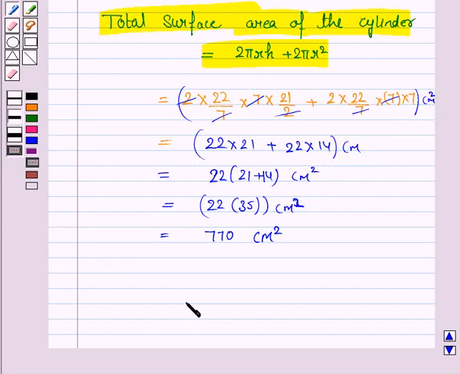Hence, the total surface area of the cylinder is 770 centimeter square. So this completes the question and the session.